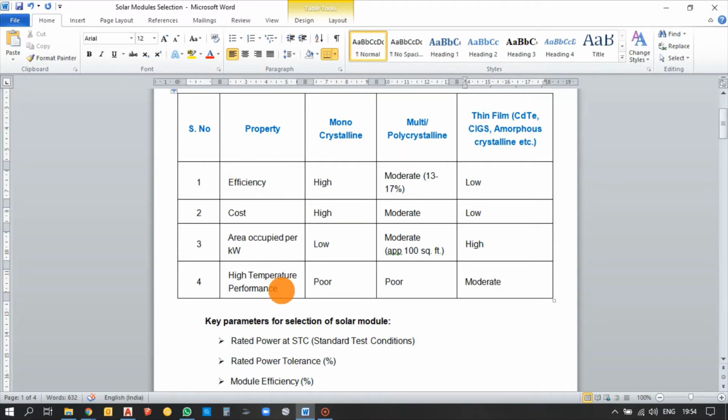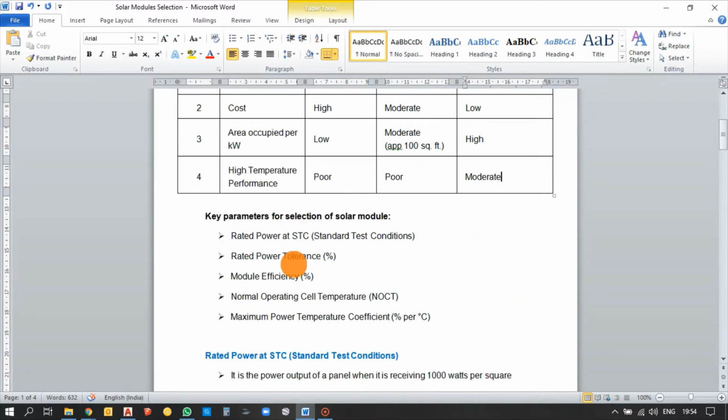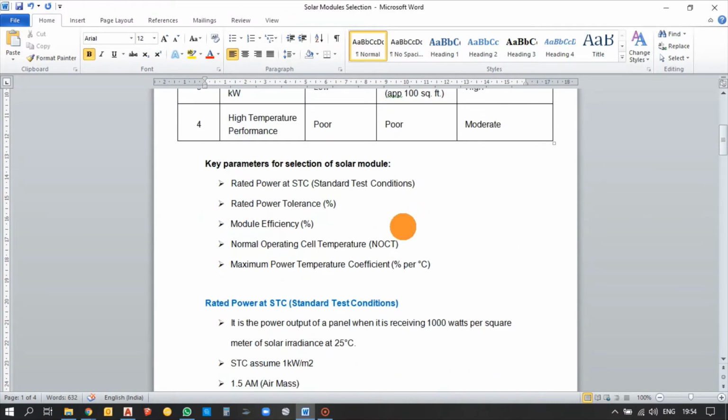Coming to performance at high temperature, monocrystalline operates at higher efficiency at lower temperature, so it cannot be operated at a higher temperature. The same goes for multicrystalline, where operation is a little poor. Thin film is moderate compared to mono and multi, so its performance at higher temperature is quite better. And these are the key parameters to be noted for the selection of modules.